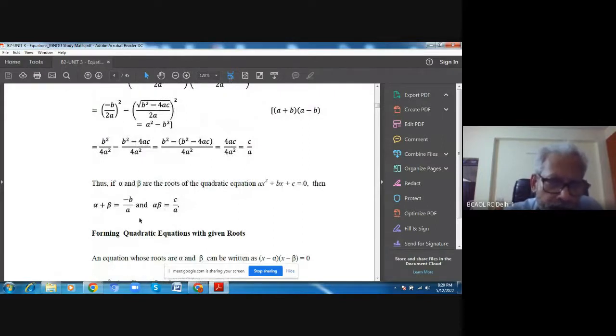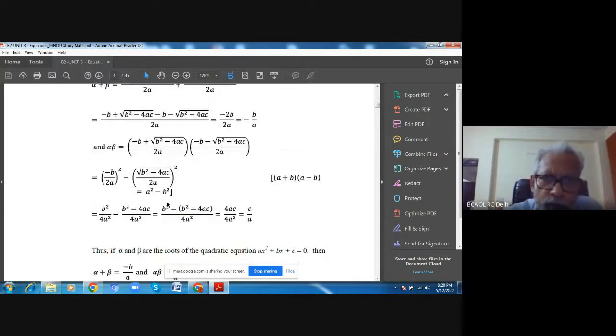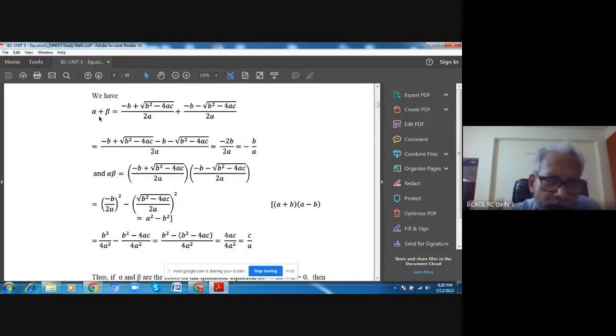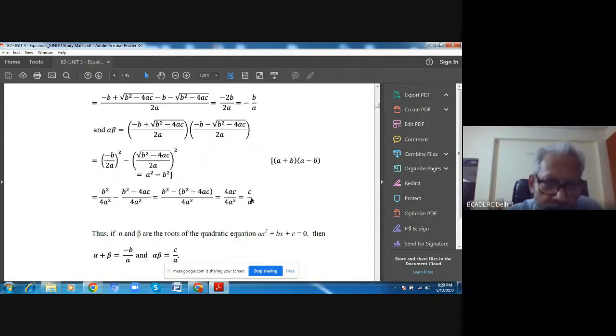So ultimately, if alpha and beta are the roots of the quadratic equation ax square plus bx plus c is equal to 0, then alpha plus beta is minus b by a and alpha beta is c by a. And if the question comes to prove both of these, then you have to prove the sum, minus b by a, and the product is also like this. So the question may come this way also.